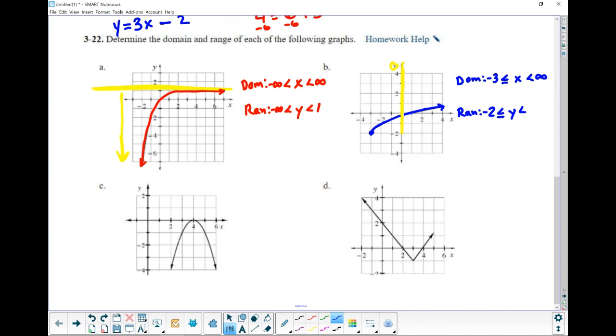And how high does it go? Well, that arrow keeps going up, up, up. So that means it's going to go all the way to infinity. Right? Okay, see? So look at that. It has a double arrow going down. It's going to look like that.